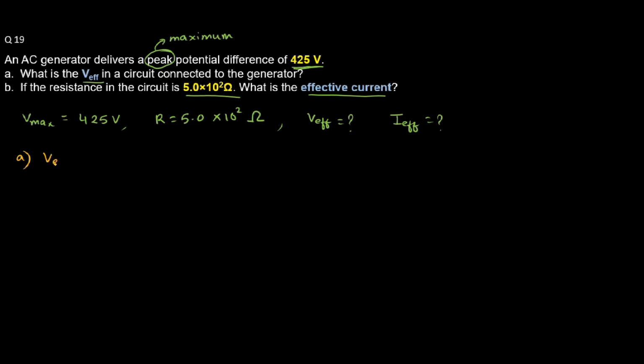I know V effective equals root 2 over 2 times V max. So I will multiply my V max with root 2 over 2. That will give me my value of V effective as 300.5 volt.